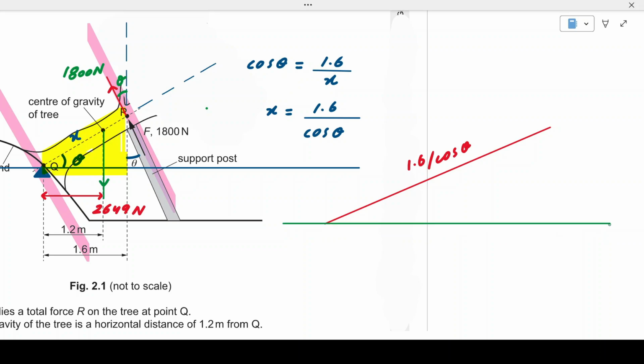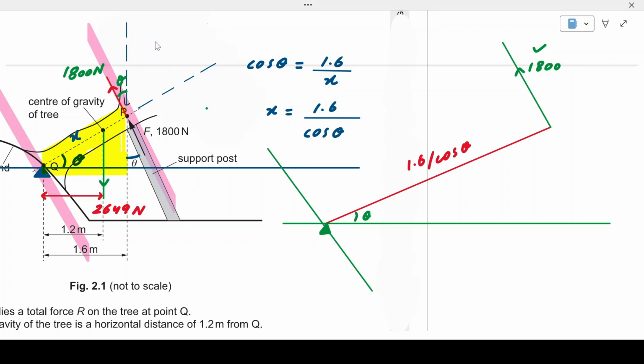The angle was given as theta. The force on this side is 1800. Pivot is here. So we do have the perpendicular distance of this force from the pivot. How much? 1.6 divided by cos theta.